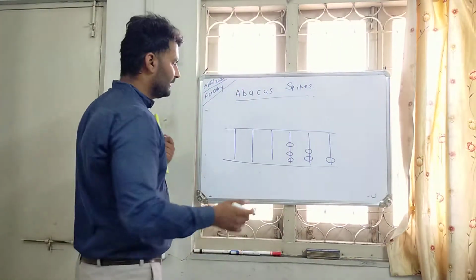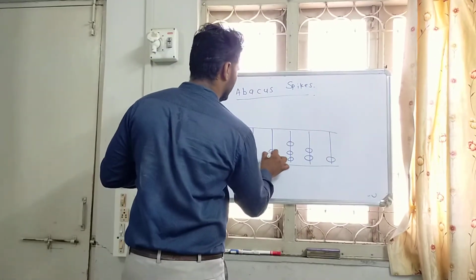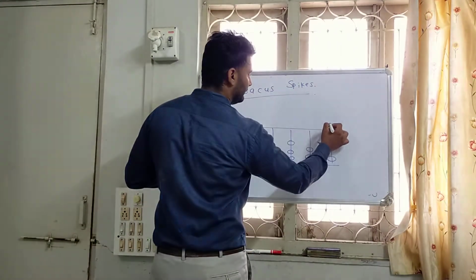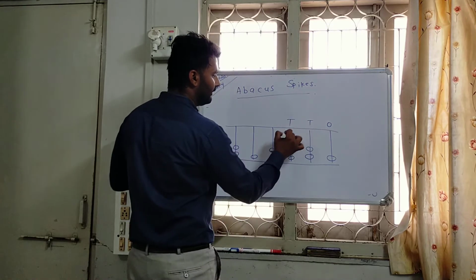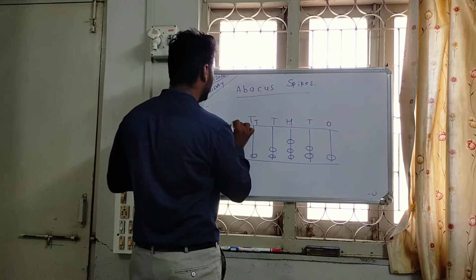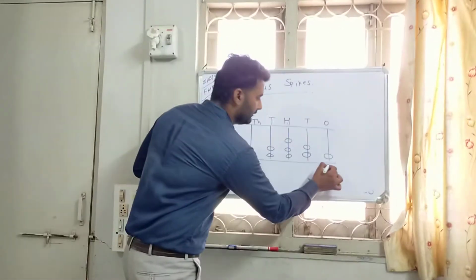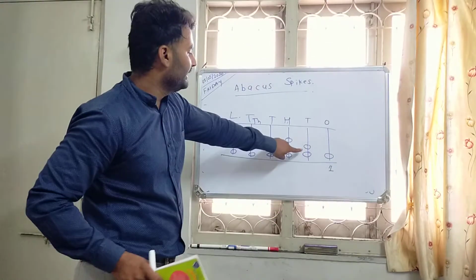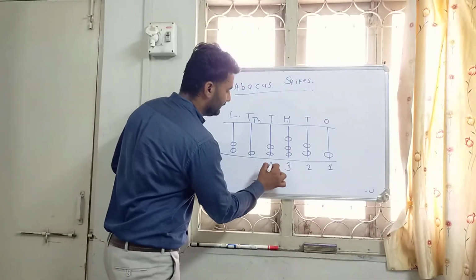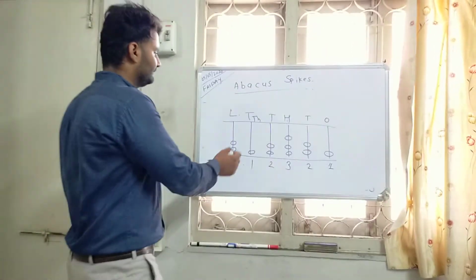Everybody knows the abacus. In an abacus spike there are some buttons. I'll give the place values here: ones, tens, 100, 1000, 10,000, lakh. How many buttons are there? 1. How many circles are there? 2. How many circles are there? 3, 2, 1, 2. It is a very simple topic.